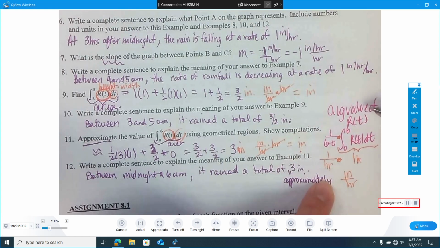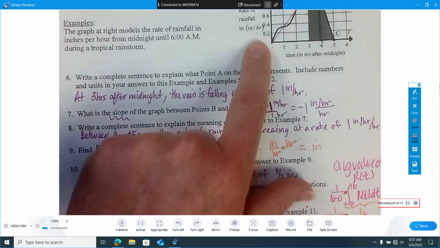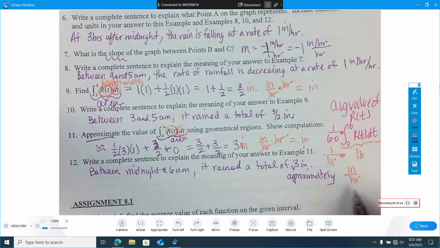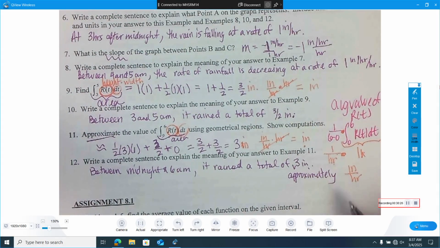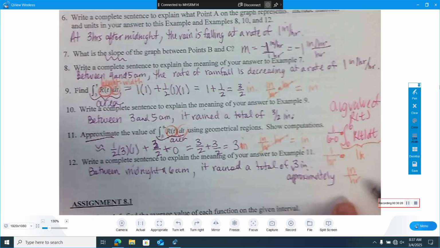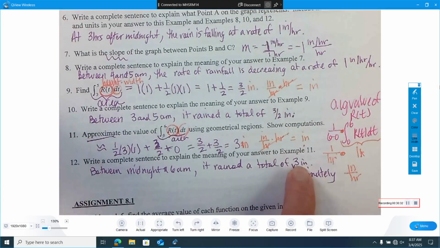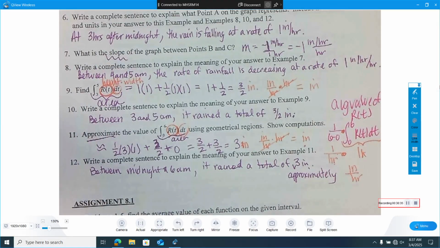And so when we talk about the average value, we're back to the same units that we started with on the function. That's saying that the average rate of rainfall in this case would be 3/6, or 1/2 inch per hour. So the average rate of rainfall from midnight to 6 a.m. was 1/2 inch per hour. That's what that means. Does that make sense to you? Okay, I hope it does.